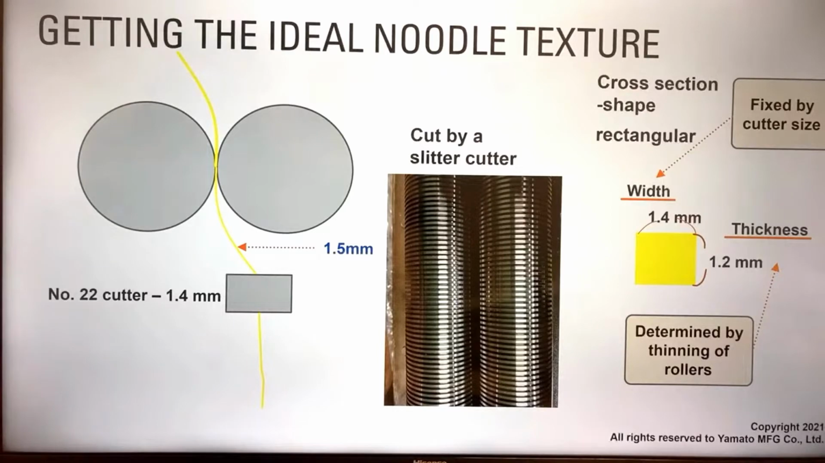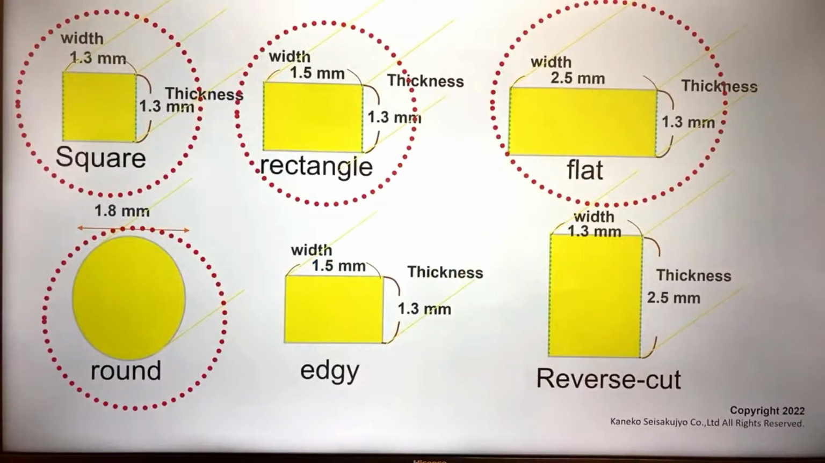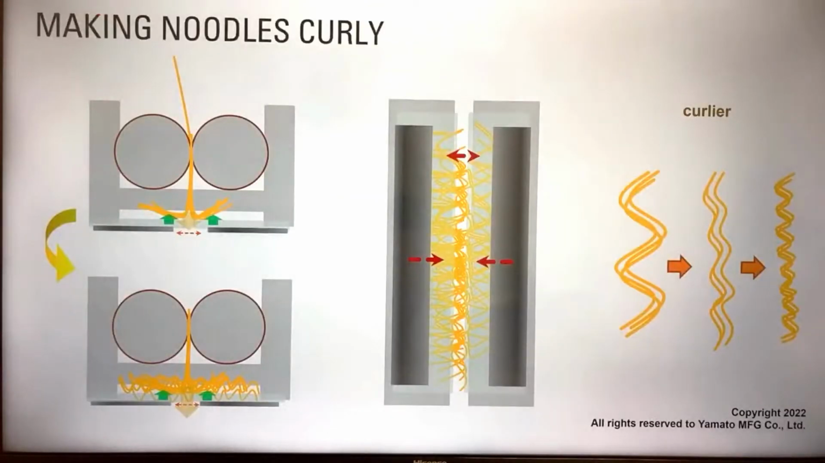We have to think about the shape of the cross-section of noodles: square, rectangle, flat, round, edgy, reverse cut, and there are many other shapes as well. That affects a lot of the noodle texture. And of course curly noodles, you can make pretty easily with a cutter, or you can do them by hand as well. All right, so let's start making the Hong Kong egg noodles, using fresh eggs.